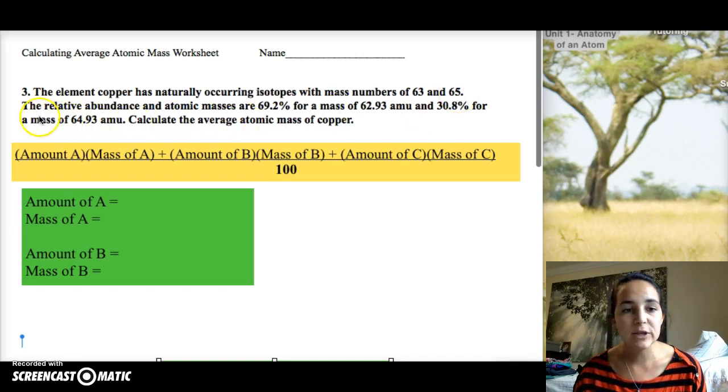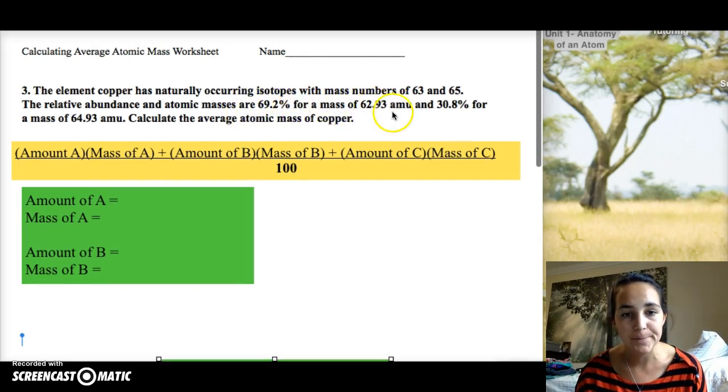Now, if we go on to read the rest of the problem, we notice that the atomic mass of the isotope that has a rounded mass of 63, the exact number is 62.93 AMU. And we know that we have 69.2% of that because of the problem right here. We then know that 30.8% of the isotopes that occur have a mass of 64.93.